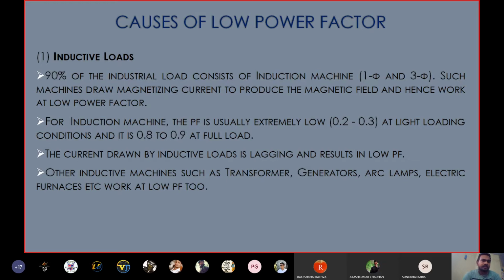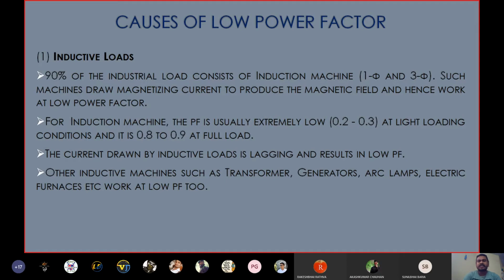In industries, 90% of loads are of inductive type, that is, the induction machine, whether single phase or three phase. These machines draw magnetizing current to produce the magnetic field, hence they work at low power factor. So 90% of the load is inductive, induction machine type. These induction machines draw magnetizing current from the source, and when they do, they work at a low power factor.